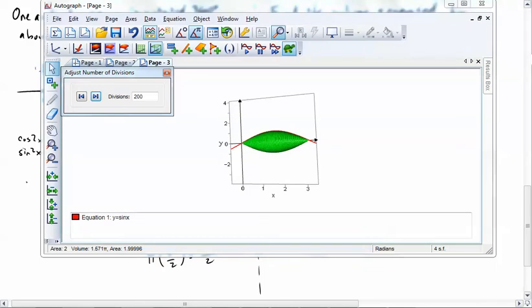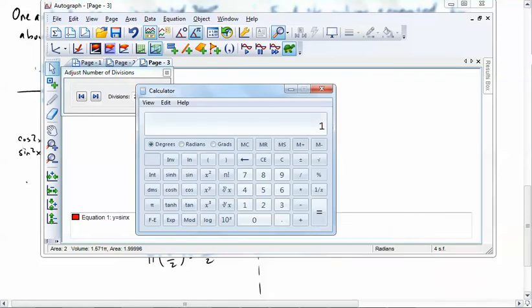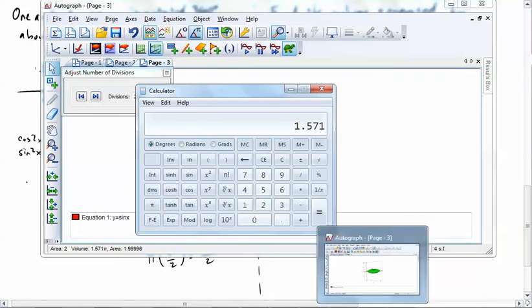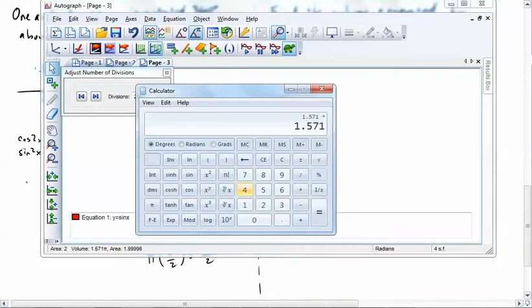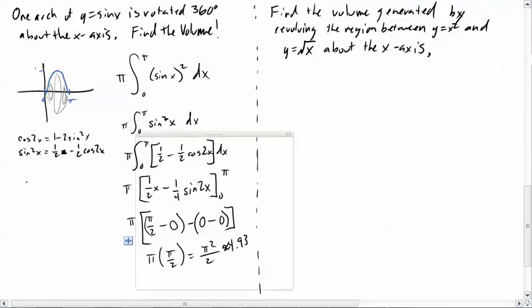And the volume is 1.571 pi. And if we do 1.571 times pi, then we get what we hope, 4.94, which is what we said it was, 4.93. So we're approximately at the right place. So anyway, we've managed to find the volume of that being rotated around the x-axis.